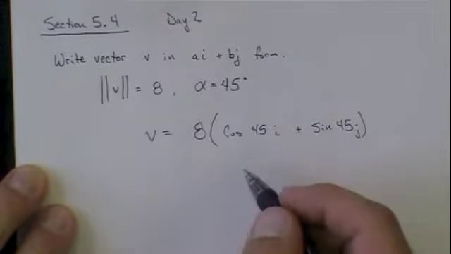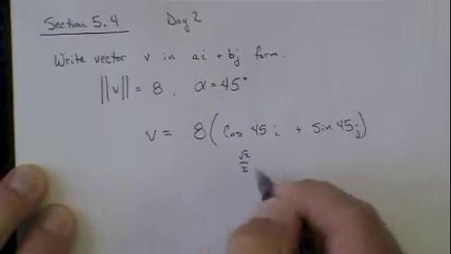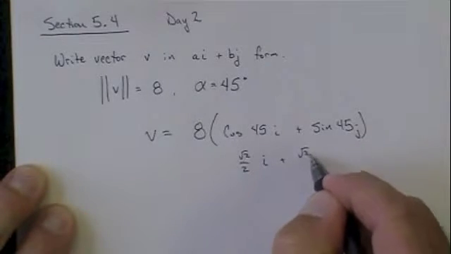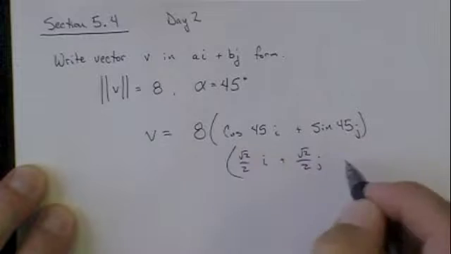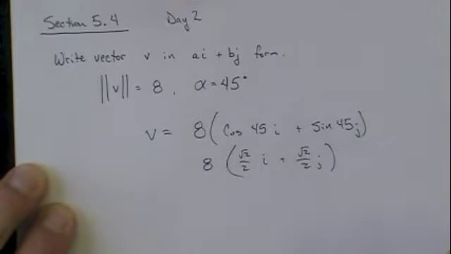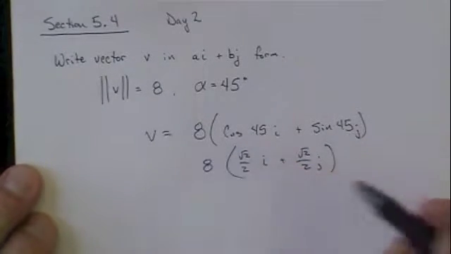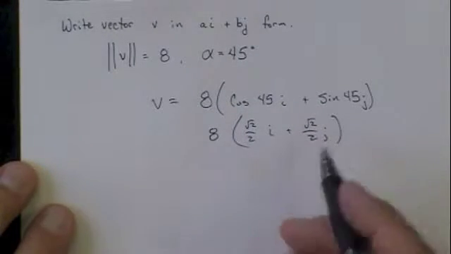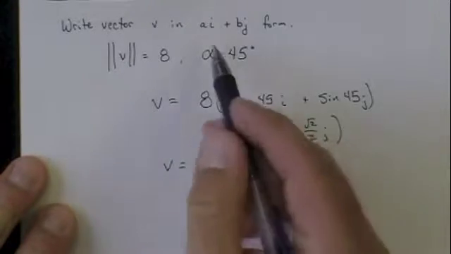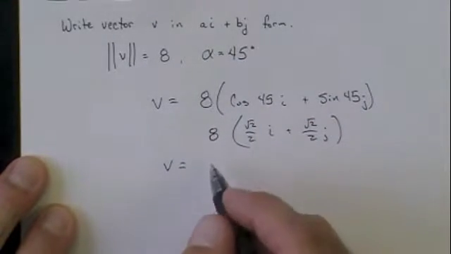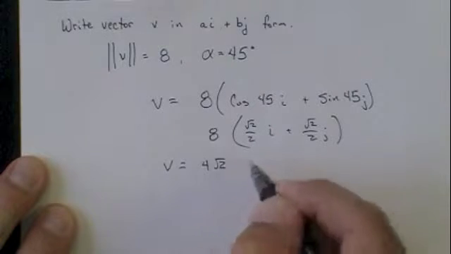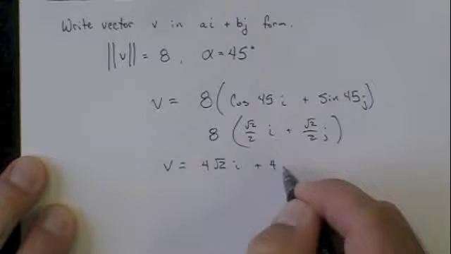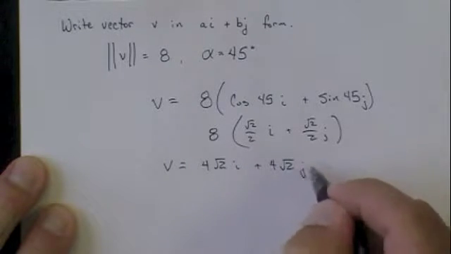Now we know that the cosine of 45 degrees is equal to square root of 2 over 2. And sine of 45 is also square root of 2 over 2. And we're still going to take this times 8. Remember, that's the magnitude of the vector. Again, this looks very much like polar form. And now we distribute, and so our vector in ai plus bj form is 4 square root 2 for our i component and 4 radical 2 for the j component.